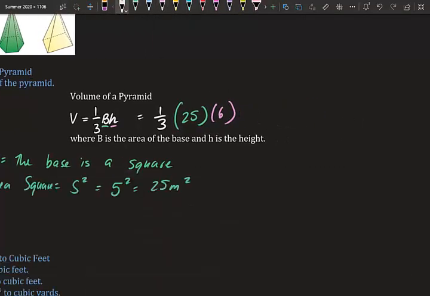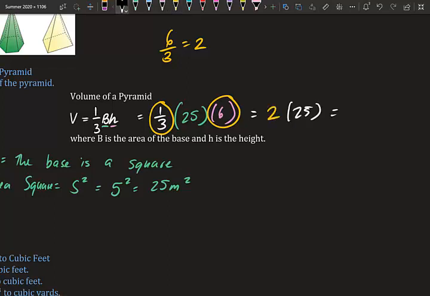Alright, there's an easy way to do this. I'm going to do 1/3 and 6. Why? Because it's 6 divided by 3, and we know that's 2. So 6 divided by 3 is 2, so we have 2 times 25. And we get 50. Sorry, you know my 5s are crap. 50 meters cubed. So that is the volume of this pyramid.